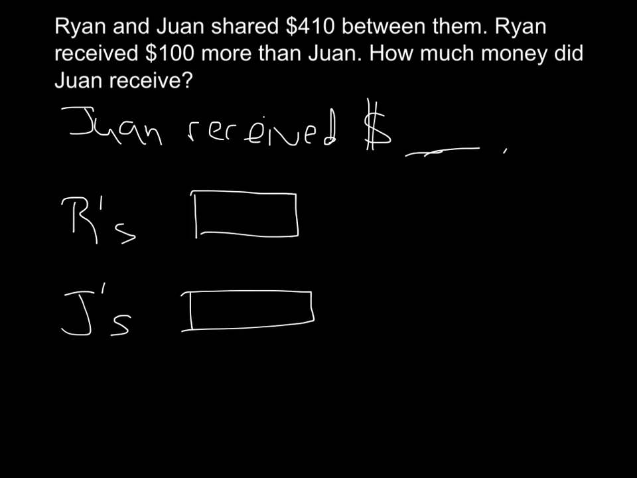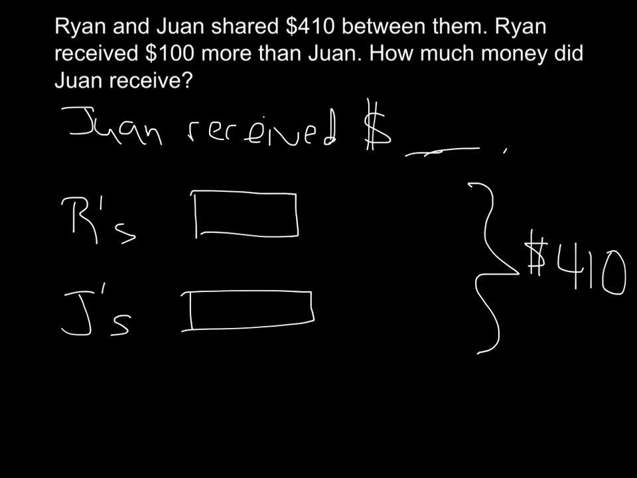Okay, I hope you've taken the time to do that, and here's what we see. We see that they've shared $410 between them, and so I'm going to put a bracket at the end that shows that all of the money together is $410, and the bracket just shows that that's the total of everything. So that's the first bit of information.